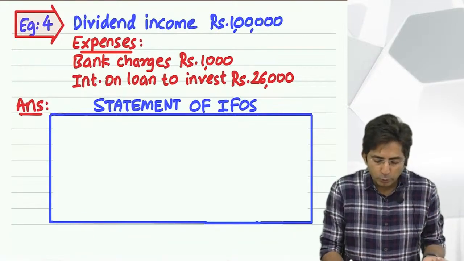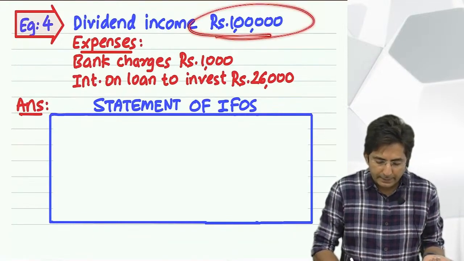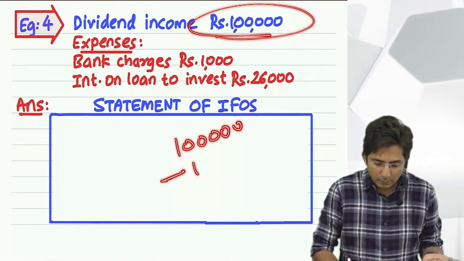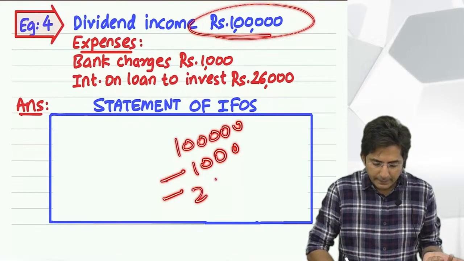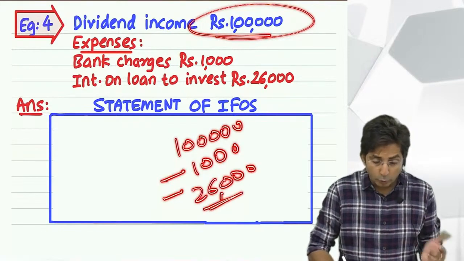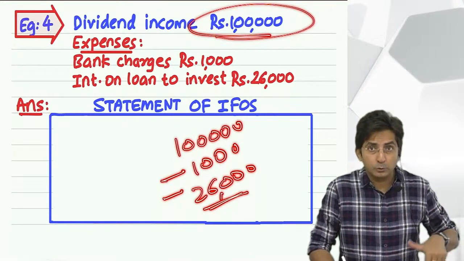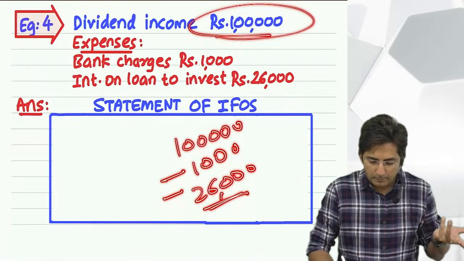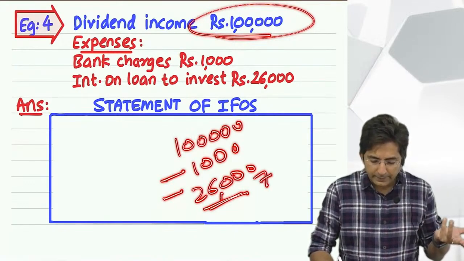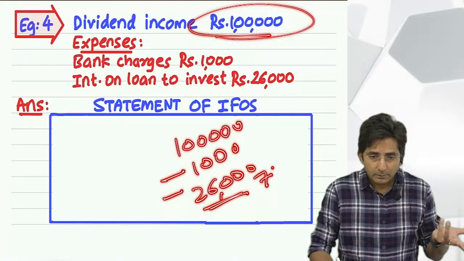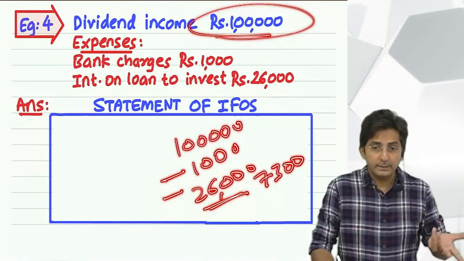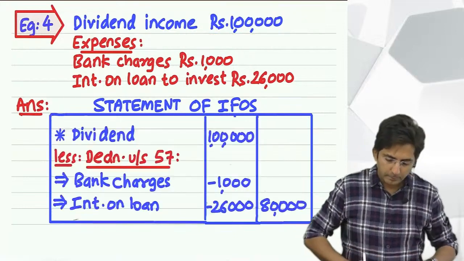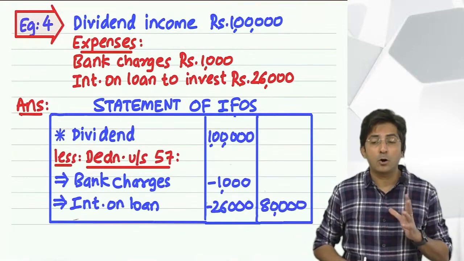So usually what you should do: dividend income, first I will write it in the inner column. And then my expenses, 1000 bank charges, then interest on loan. See, interest on loan you have to pay. You have taken the loan, so whenever you take a loan, you have to pay interest. So you will minus this, and what will come in the outer column? 73,000. This will be the net amount of dividend. This is the way you will do. Look. Okay. But this is wrong.